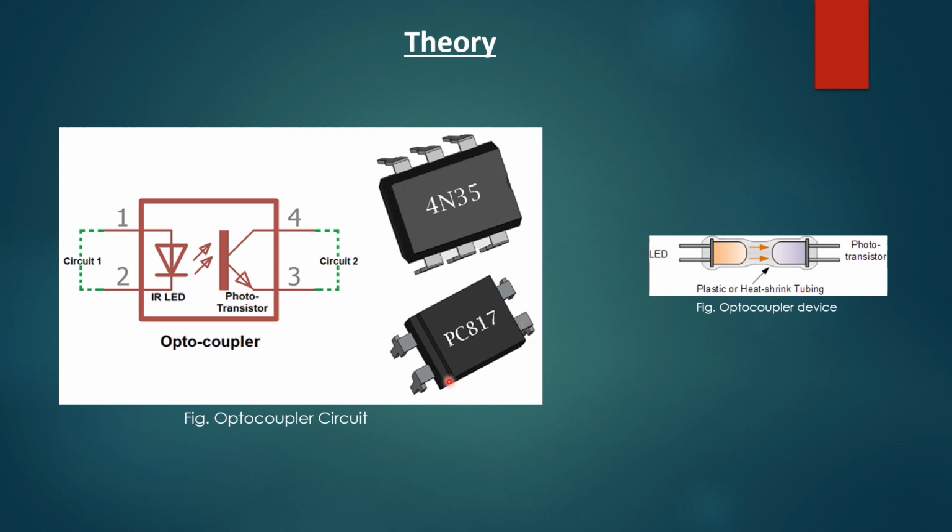And here we can see the device. On the left side, we have the basic structure of the optocoupler. Here is the LED, the source, which generally emits IR radiation. On the right side is the phototransistor that detects the IR radiation. Generally, these are enclosed in a resin or some kind of casing to protect them from air.